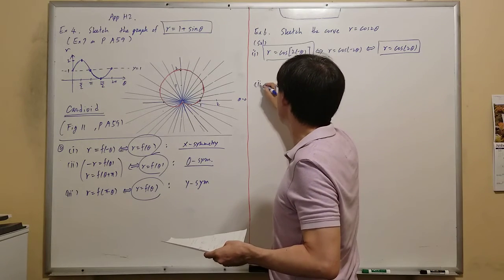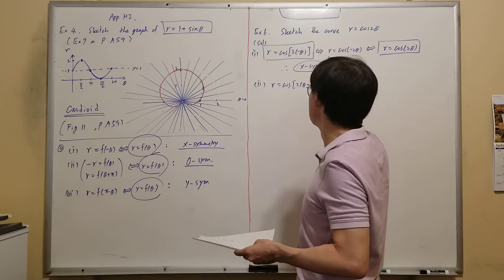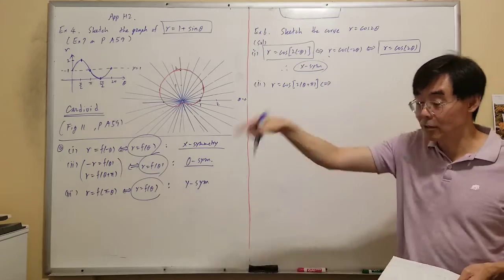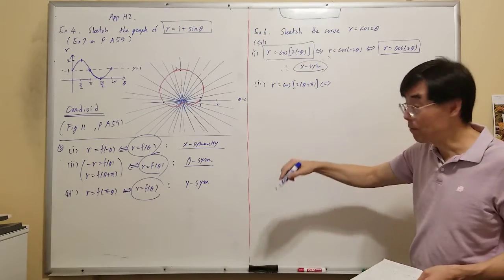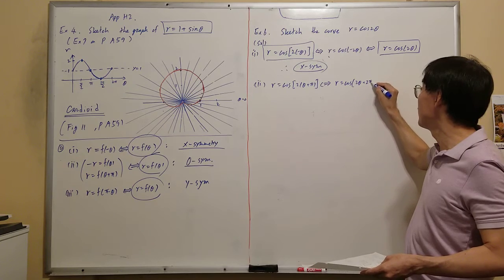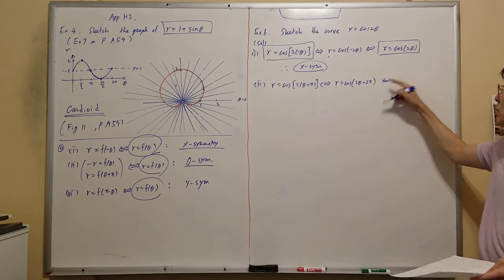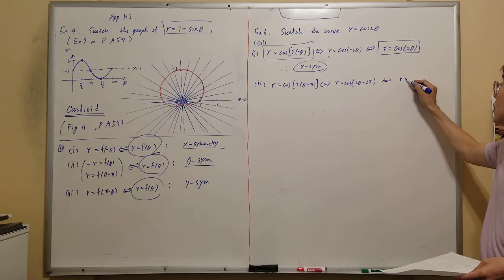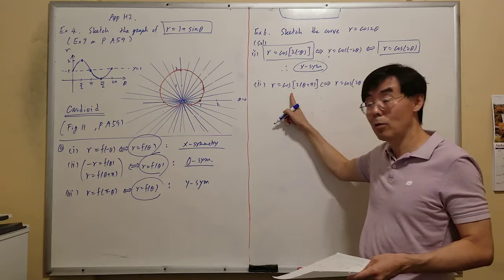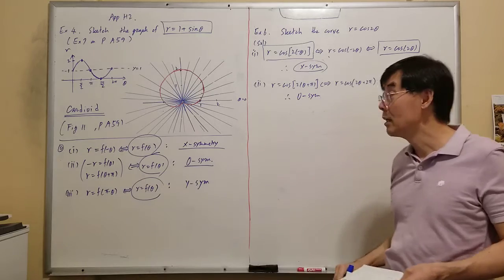What about cosine of 2 theta plus pi? Pi maybe on the other side. Origin reflection. 2 theta plus 2 pi. Well, cosine has period 2 pi. It's the same as cosine of 2 theta. Again, back to this after origin reflection. So you have origin symmetry.